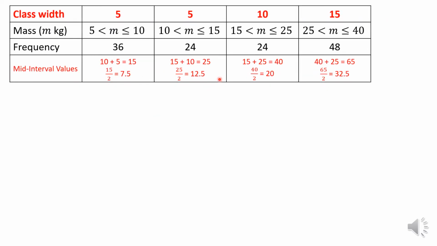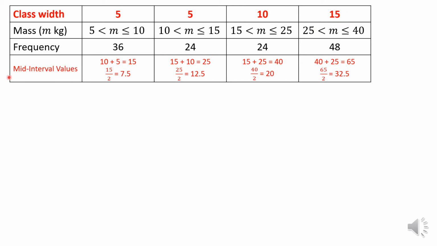Right, so I have done some work on my table. On top, I have added an extra row where I calculated the class width, and you can easily find that by subtracting: 10 minus 5 gives you 5, 15 minus 10 gives you 5, 25 minus 15 gives you 10, 40 minus 25 gives you 15.